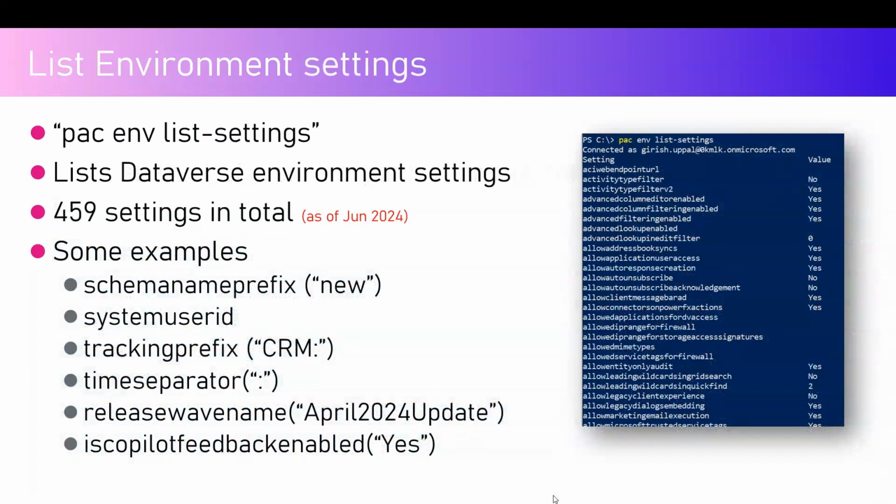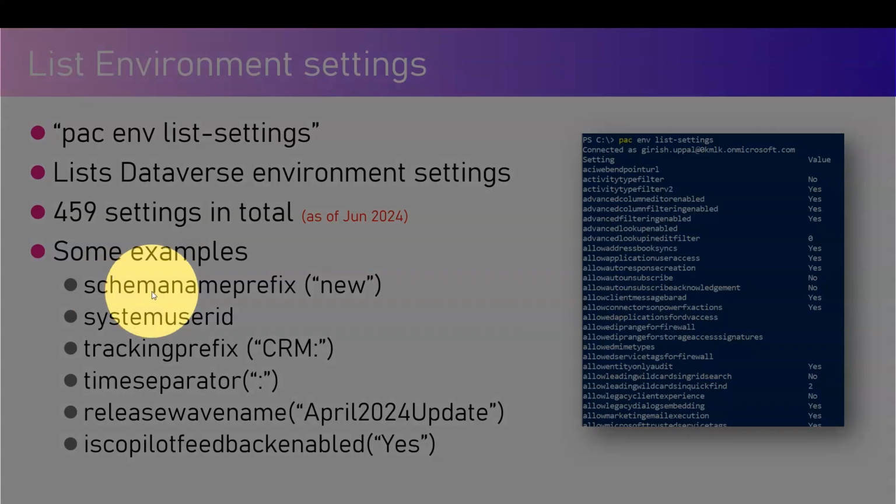List environment settings. Now this one is interesting. pac env list-settings lists Dataverse environment settings. We have around 459 settings in total as of June 2024. Now, what is an environment setting? Basically, it's configuration information for a specific environment. One example: when you create a new object, the schema name prefix is added as new. If you want to change that, you can go ahead and make those changes within this environment setting. So one of the environment settings is schema name prefix.